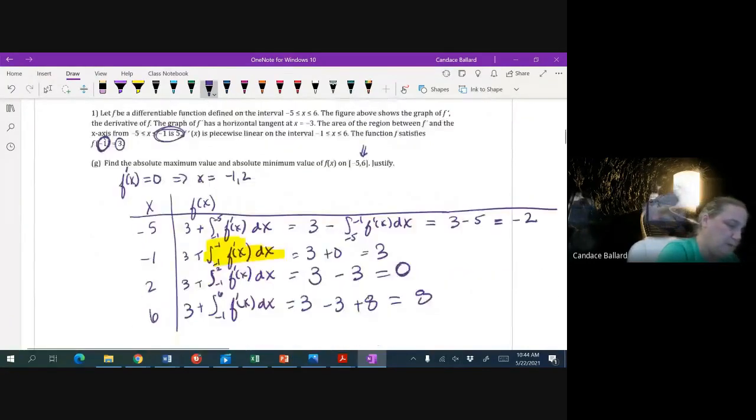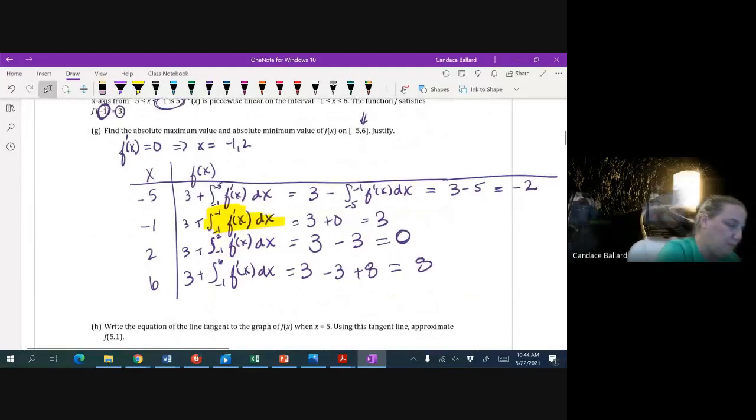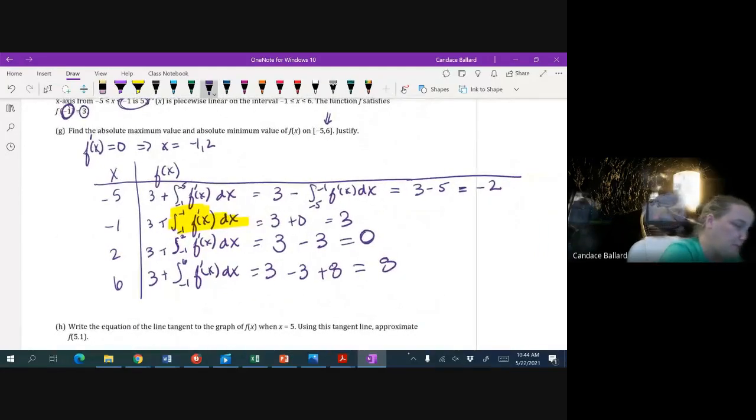Okay. All right. So if your name starts with A through L, tell me what the absolute max is. And if your name starts with M through Z, tell me what the absolute min is. And this is first name. Okay.